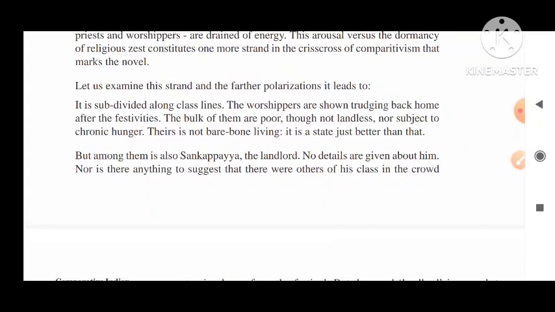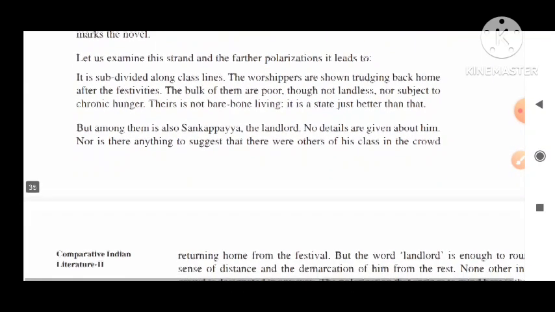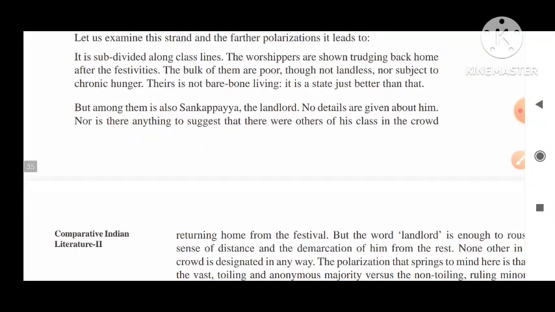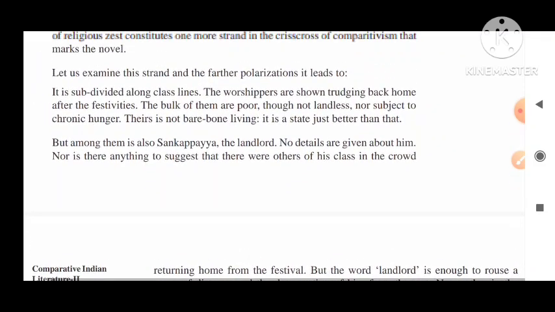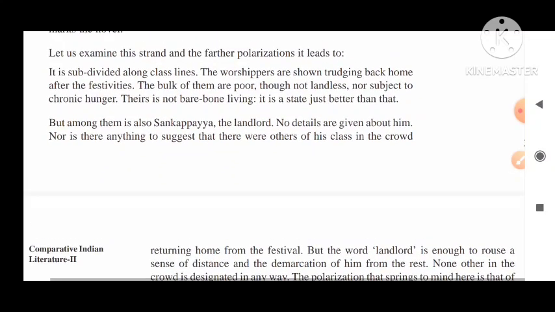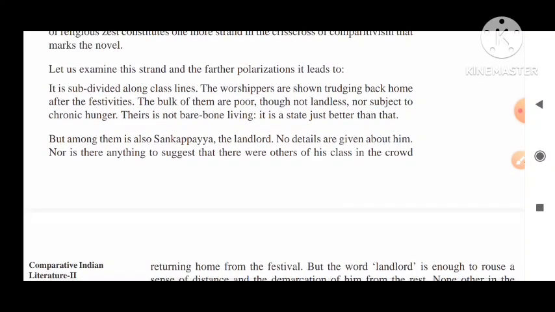It is subdivided along class lines. The worshippers are soon trudging back home after the festivities. The bulk of them are poor, though not landless, not subject to chronic hunger. There is not bare-bone living. It is a state just better than that.